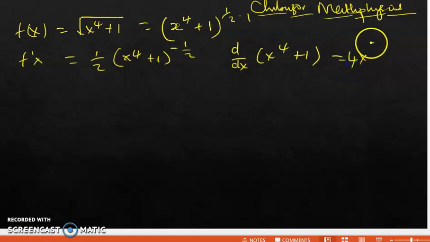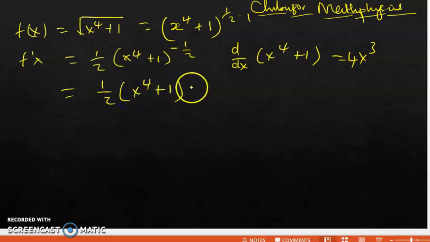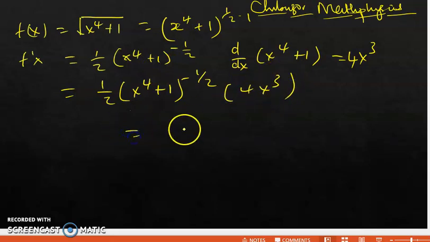This is 4x cubed. So that our answer now becomes a half into x power 4 plus 1, raised to negative a half. Multiply this by the derivative of what is inside, which is 4x cubed. So this will give us 2x cubed divided by the square root of x power 4 plus 1.